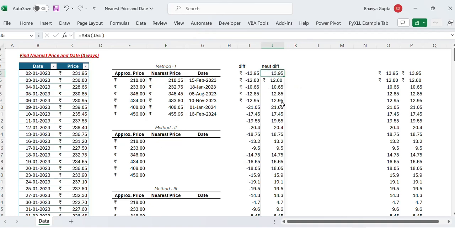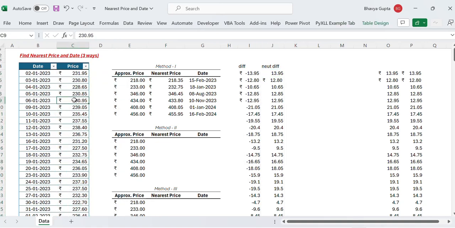Now the logic that we are going to use in method 2 is that once we have neutralized the differences, we know that none of the values will be less than 0. The values here can be equal to or greater than 0, but none of them will be less than 0, because we have removed the negative numbers here. We have converted them to positive numbers. So using that logic, we will try to look up 0 here. If we look up 0 here, 0 can be present in this array or it cannot. If 0 is present in this array, that means that this exact value is present in this price range. This exact 218 is present in this price range.